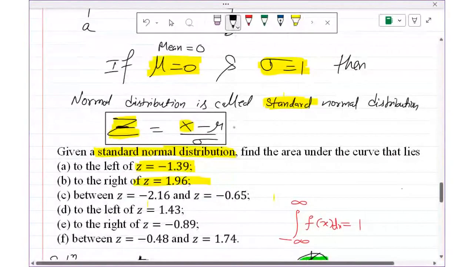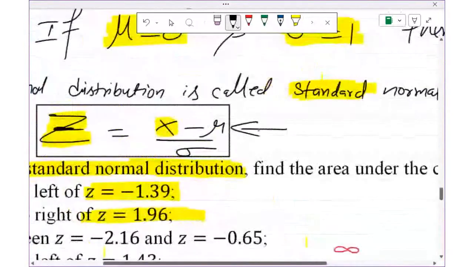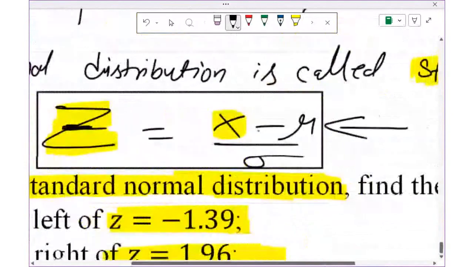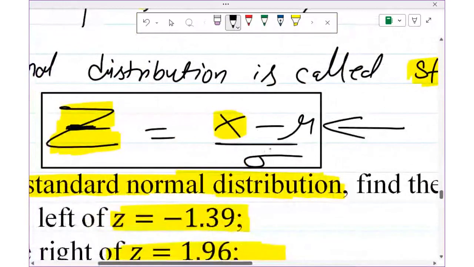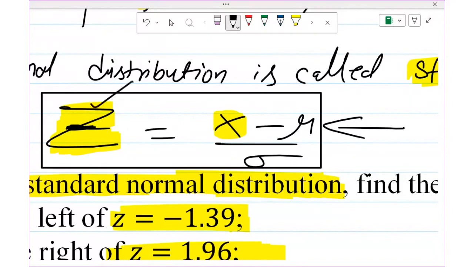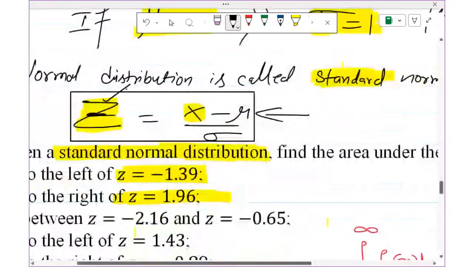Which formula? This one. Let me highlight it: Z is equal to x minus mu divided by sigma. What is the purpose of this formula? If x is any normal random variable, you subtract the mean and divide by the standard deviation, then it will become a standard normal random variable. Once it is a standard normal distribution, we can use the table, and the values given to us will always be in terms of Z. Let me do one question of this type.